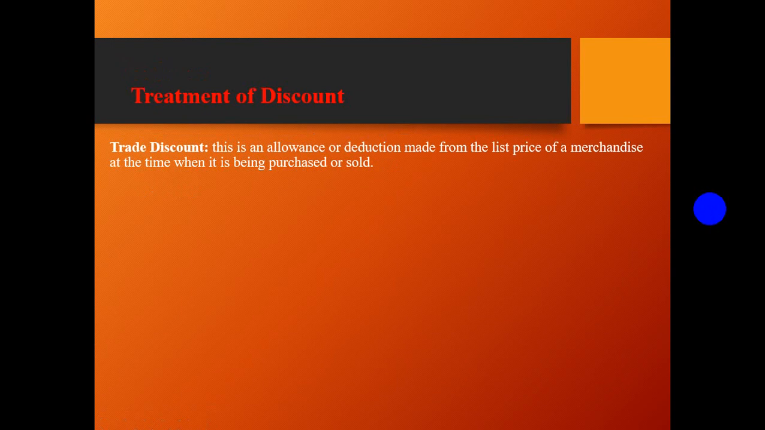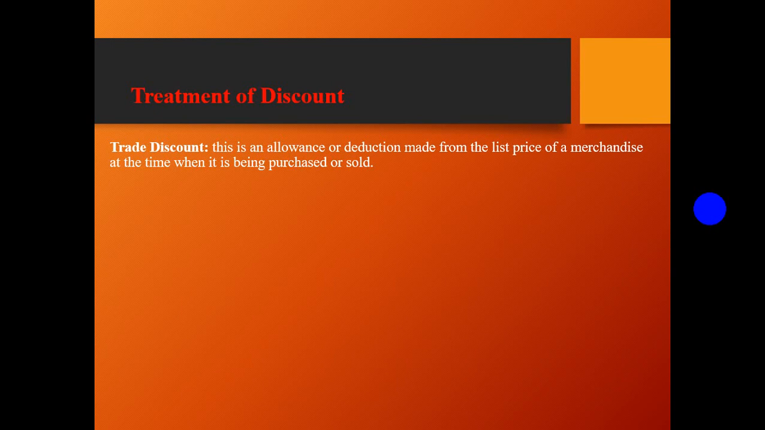So what is discount actually? Before going to the treatment of discount, what is discount actually? Discount is nothing but the reduction of an amount from the original price. Reduction, decrease of an amount is called discount. It is only the decreasing in the amount of the original amount of money. So that is called discount.